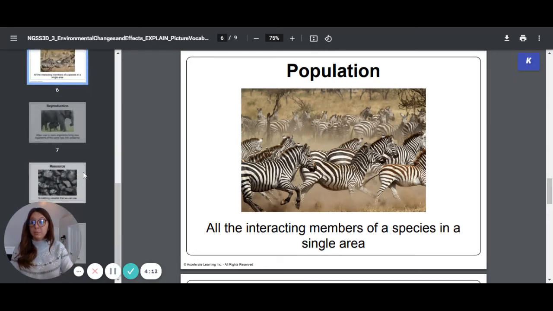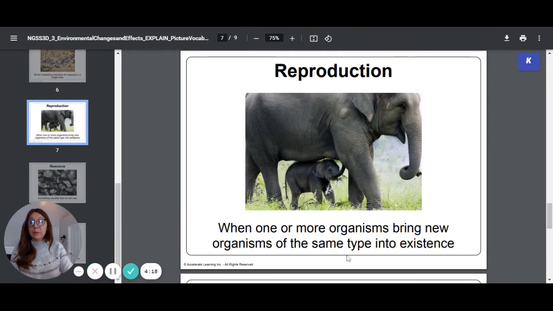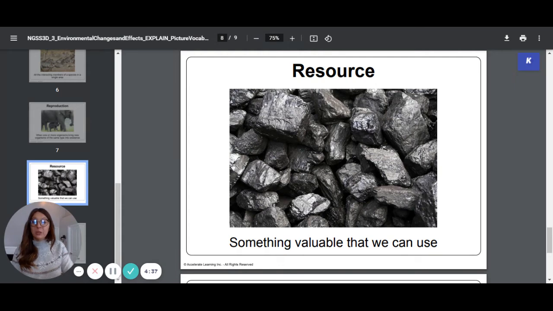Your next word, oops, I skipped one, is the word reproduction. Say the word reproduction. Good. So this is, again, when one or more organisms bring a new organism of the same type into existence. So reproduction, when the mom and the dad make our baby elephant here. Okay, that is reproduction. Our next word is the word resource. This is an important one, this unit. Say the word resource. Great.